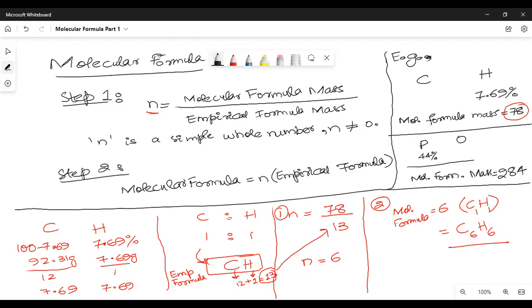There you go. The molecular formula mass is 284. Now, you're going to tell me three things in this question. What is your empirical formula as soon as you're done with it? What's the value of N? And finally, what's your molecular formula? Take your time. I'm here if you need me in case of any confusions.